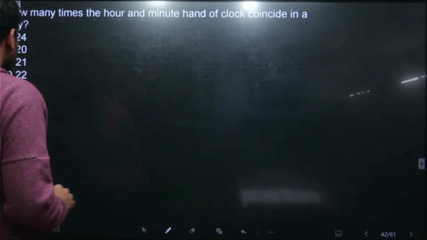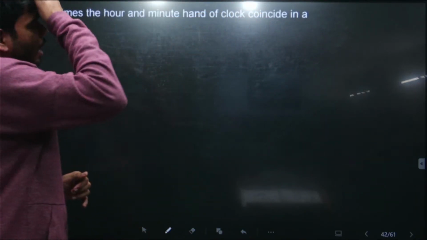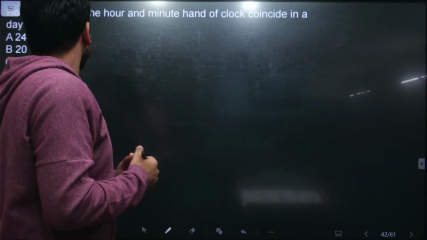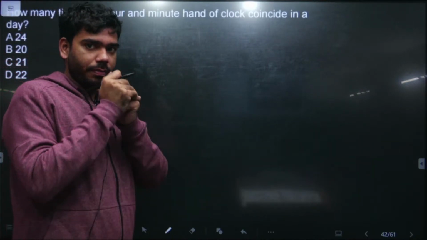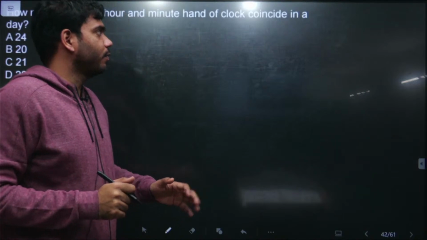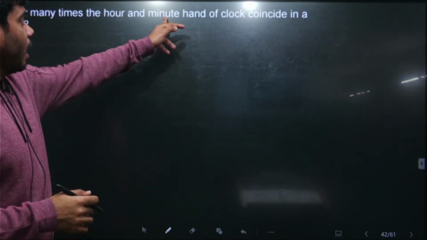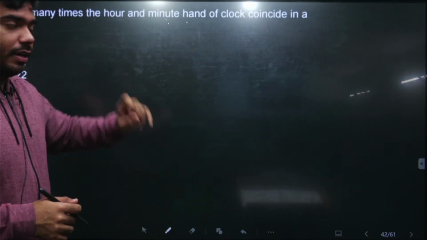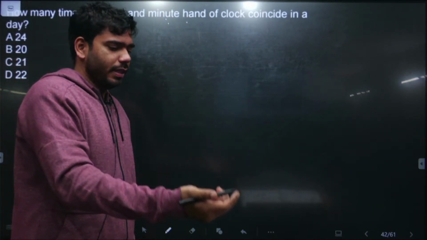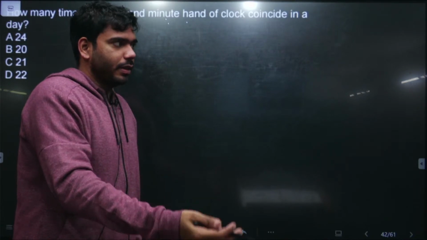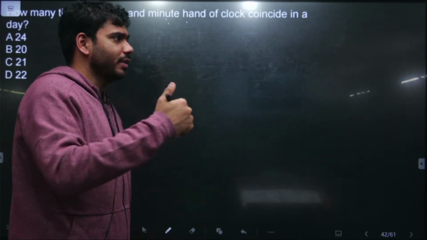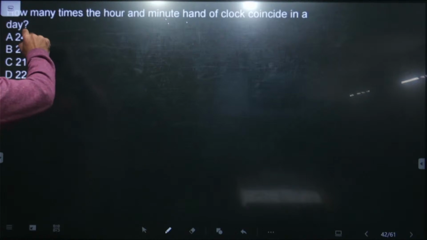This is the next question. How many times do the hour and the minute hands of a clock coincide in a day? Very interesting question, and be very careful with these kind of questions. He is saying how many times an hour and a minute hand of a clock coincide in a day. It's a very tempting thing to tick option number 24.